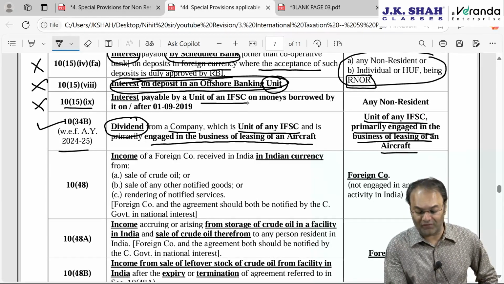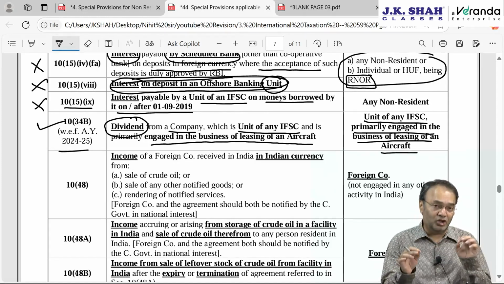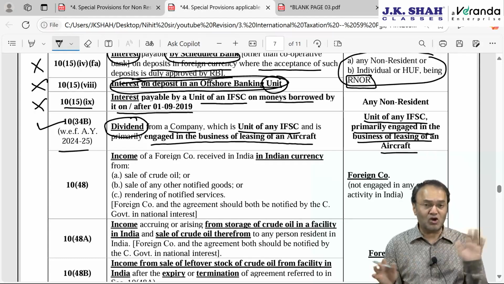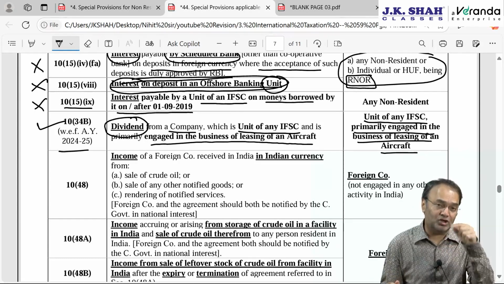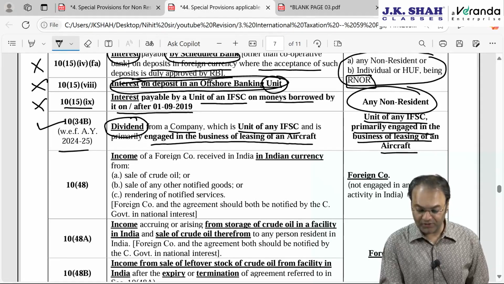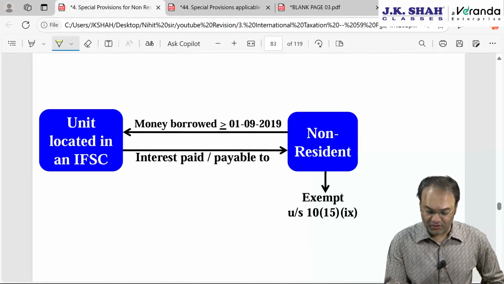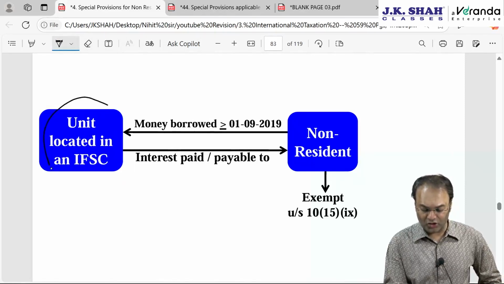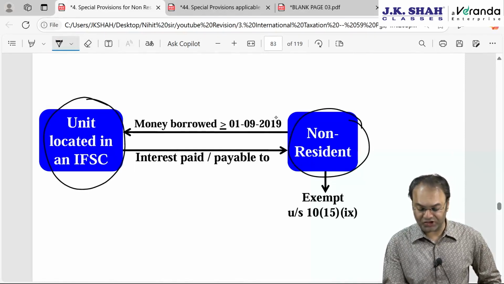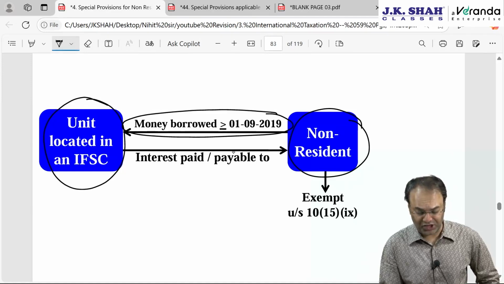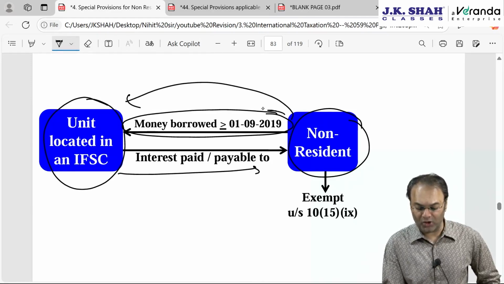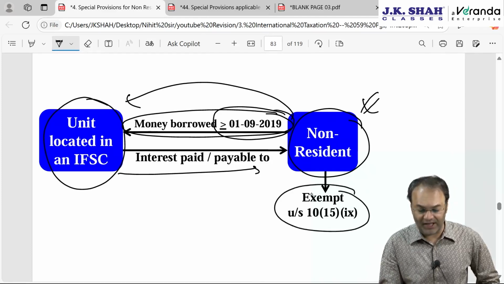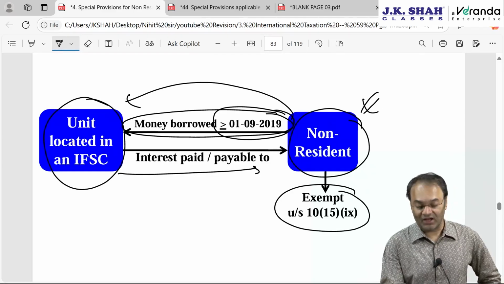Interest payable by a unit of IFSC on monies borrowed by it on or after 1st September 2019. Unit of IFSC, they are not lending, they are borrowing. Who's borrowing? A person located in IFSC, which is a unit of IFSC, is borrowing from any non-resident. Let's try to understand with the help of this chart or diagram. The unit of IFSC is borrowing from a non-resident on or after 1st September 2019 and now paying interest. Borrowal should be on or after 1st September 19, then lifetime this person earning interest will be exempted from paying tax in India. Are you getting this point?